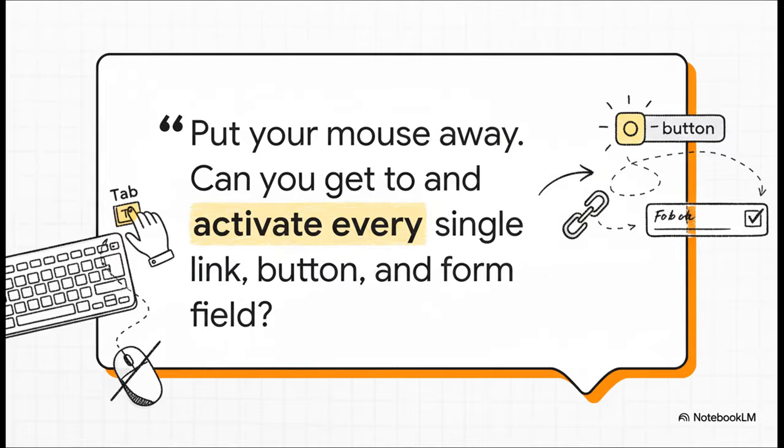Ready? First up, let's test for operability. I want you to literally put your mouse away. Just use the Tab key to move forward and Shift plus Tab to go backward. Can you get to every single thing you can click on? Every link, every button, every form? If you can't get to it with your keyboard, then neither can someone who relies on one.